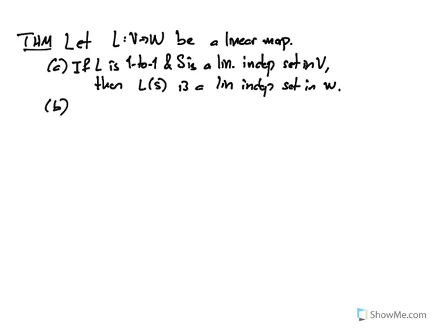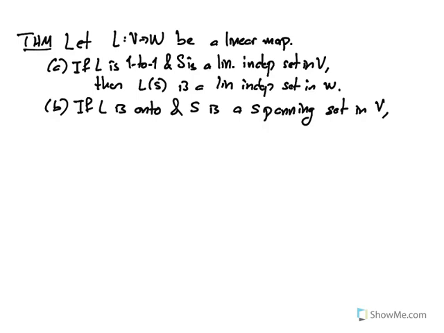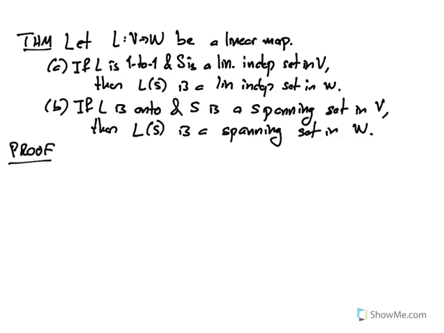So what do onto maps do? Well, they map spanning sets to spanning sets. So if L is onto and S is a spanning set in V, then L of S is a spanning set in W. Let's prove this.